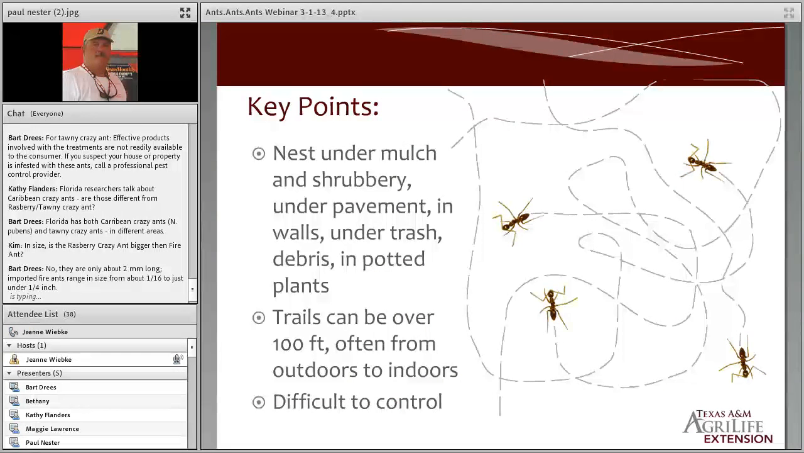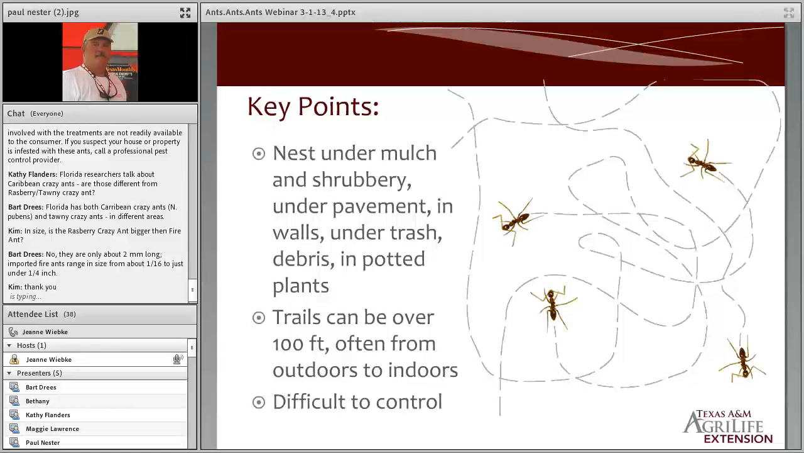Key points about this ant. Number one, it will nest under mulch and shrubbery. So if you are having mulch brought in, I always tell the homeowners I deal with to check the mulch to make sure there are no ants crawling around, because that could really mean problems in a couple of years. They can nest under pavement, in walls, under trash, debris, and potted plants, anything that's in contact with the soil.